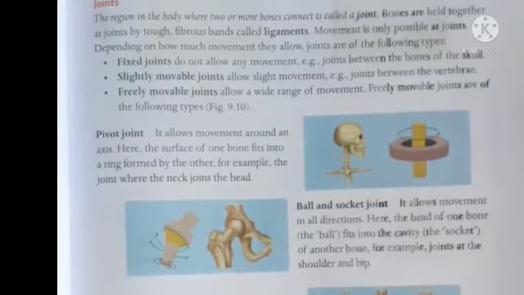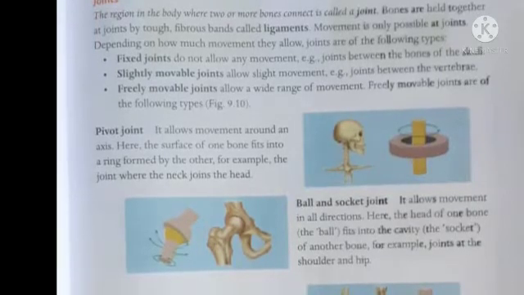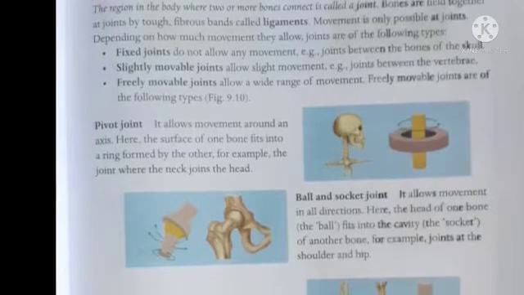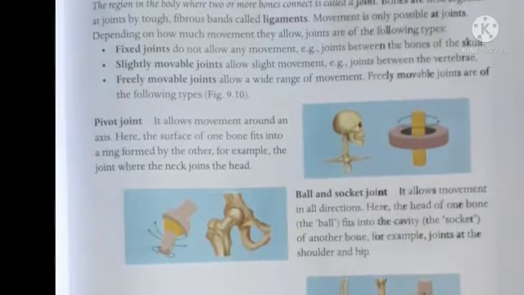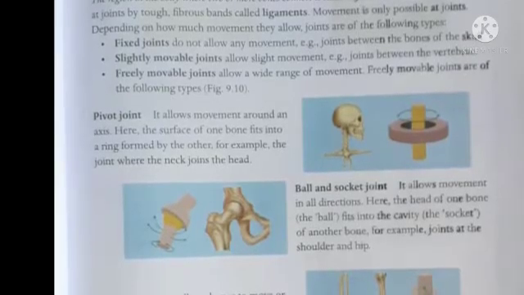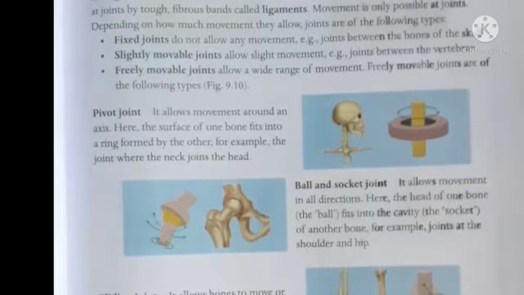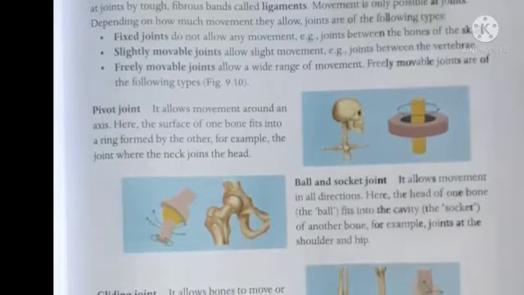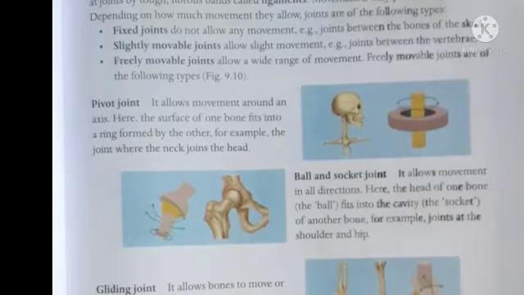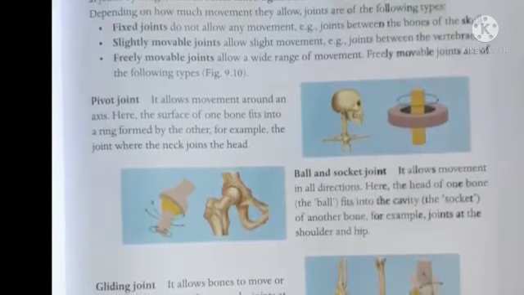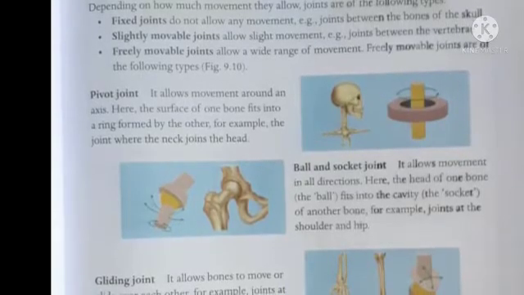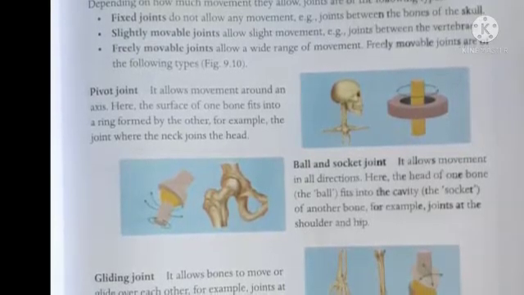Now depending upon how much movement the joint allows, the joints are as follows. The first one is fixed joints that do not allow any movement, for example, the joint between the bones of the skull. The second one is slightly movable joints which allow slight movement, for example, the joint between vertebrae. While freely movable joints allow a very wide range of movement.